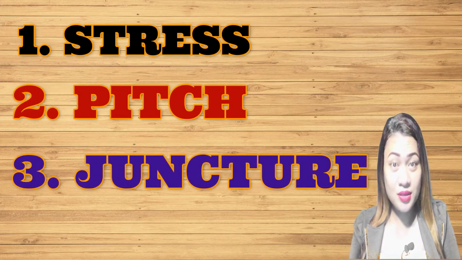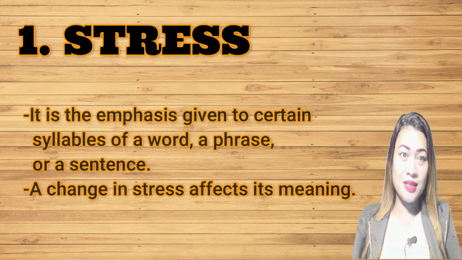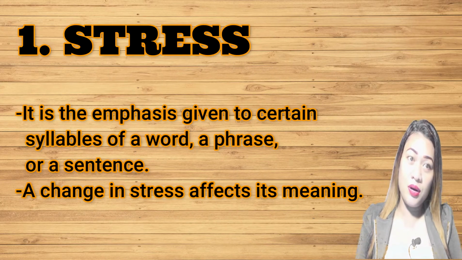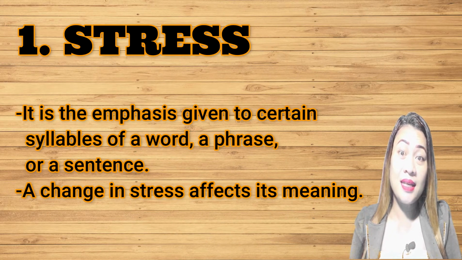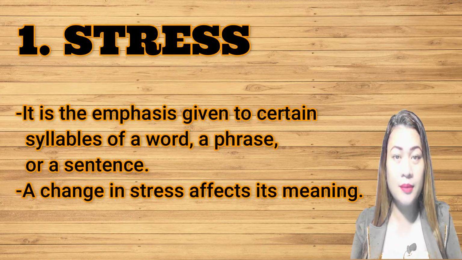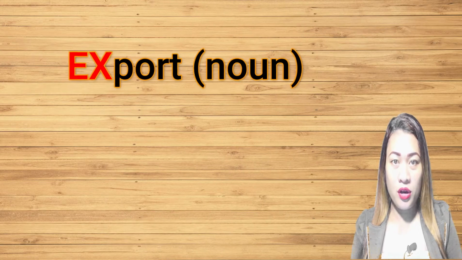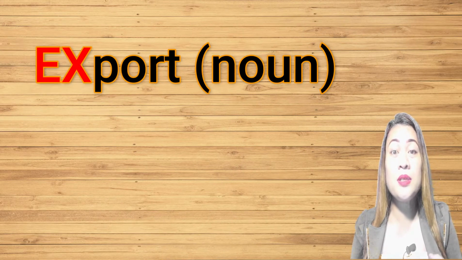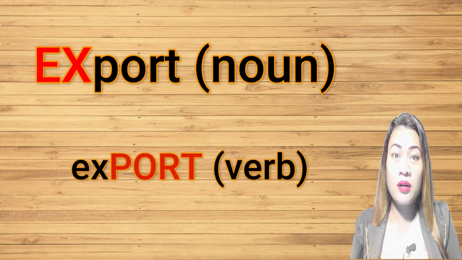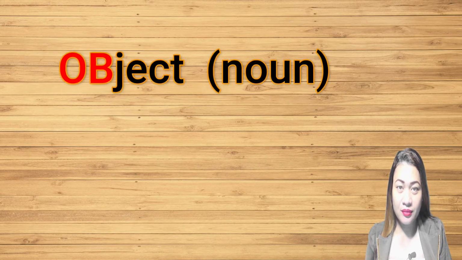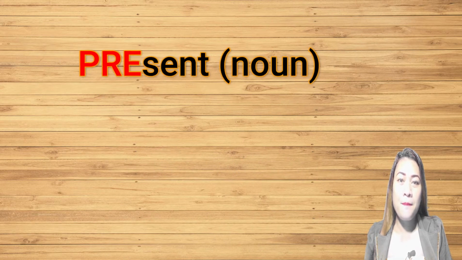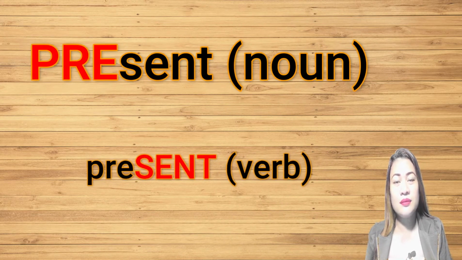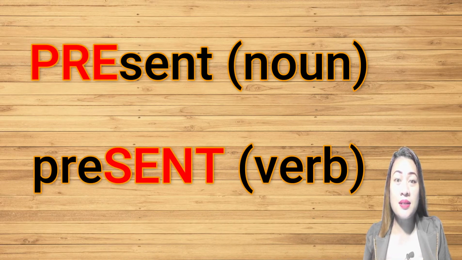Now let's discuss first the stress. Stress is the emphasis given to certain syllables of a word, a phrase, or a sentence. A change in stress affects its meaning. Say, for example, export, that is a noun, but when we say export, that is a verb. Another is object, that is a noun, and when we say object, that is a verb. When we say present, that is a noun, and we say present, that is a verb.